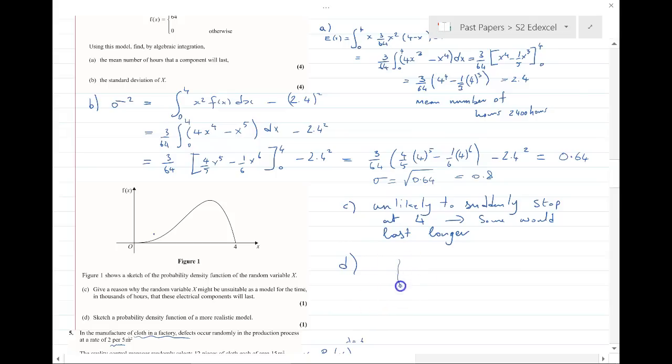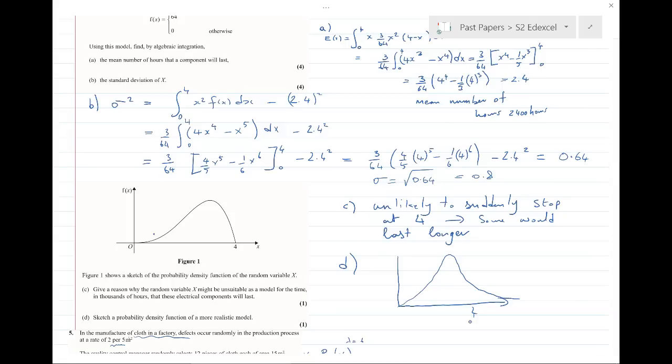And really to sketch one, I mean, we're happy with the mode being like that. It doesn't have to differ in terms of the skewness of the thing. It could easily be coming like this. It doesn't really matter this side, but we want almost asymptotic, certainly curving down that way and going beyond 4 if we mark 4 there. Okay, so that's that question done.